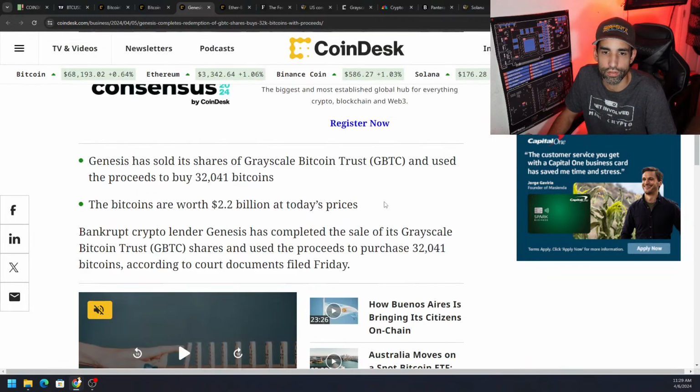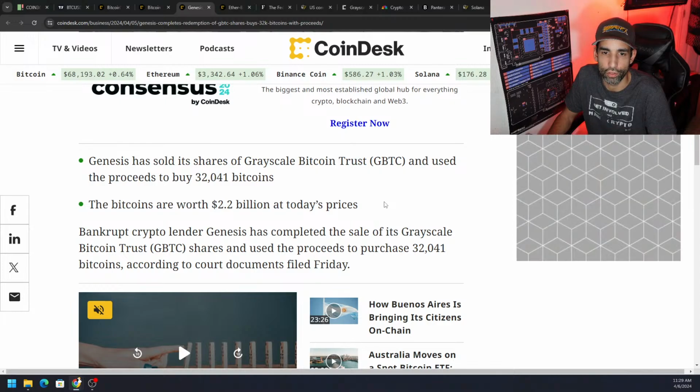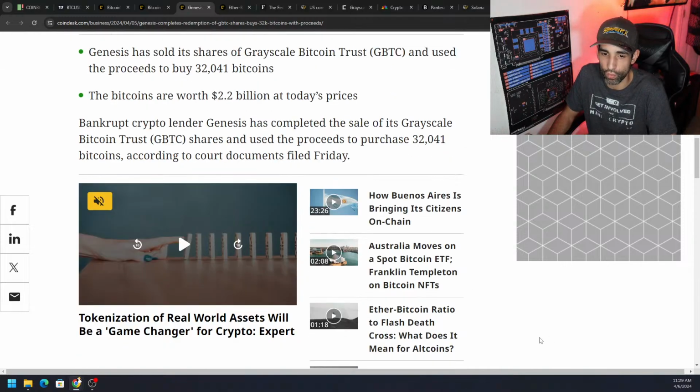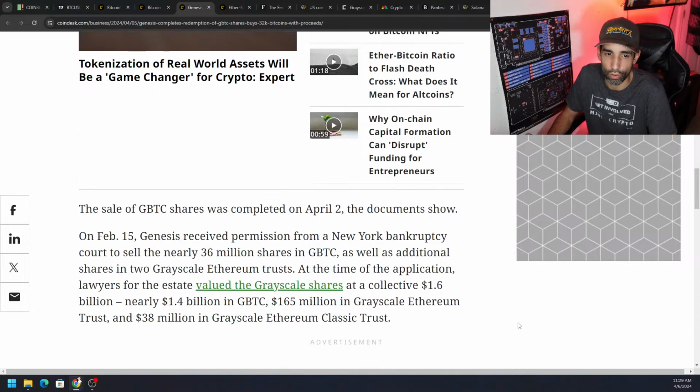They requested that GBTC, the Grayscale Bitcoin Trust, let them sell or get rid of their shares. They did, and they turned around and bought Bitcoin because that could save them, right? In the long run, that could save them. Hopefully, the people that they owe money to, though, get their money back. As of February 15th, Genesis received permission from the New York Bankruptcy Court to sell nearly $36 billion of the GBTC, as well as additional shares in 2 Grayscale Ethereum trusts.